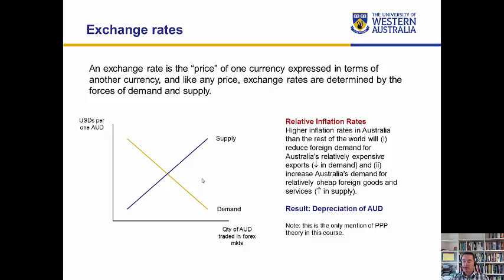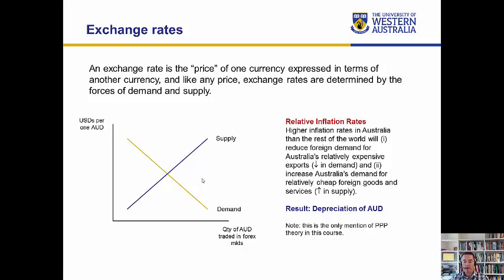And so that means prices in Australia will be increasing faster than they are in the rest of the world. Now that has two effects, one on the demand curve, one on the supply curve. Because Australian goods are now more expensive relative to goods being supplied in the rest of the world, foreign demand for Australian goods and services will decline, so the demand curve will shift to the left.